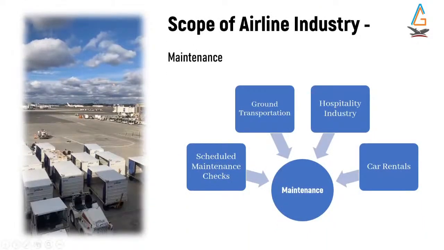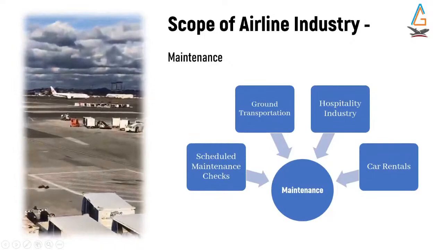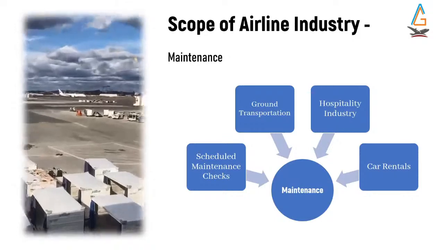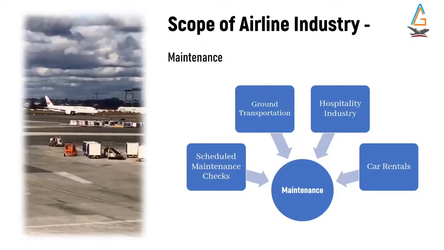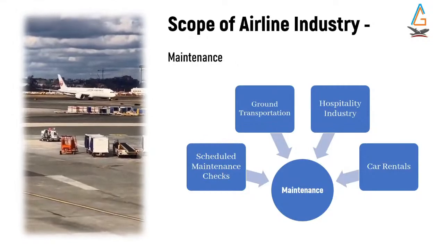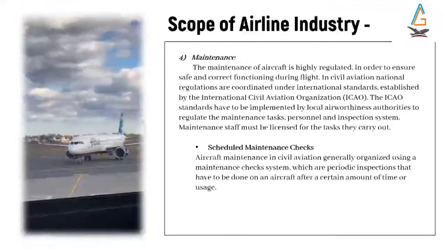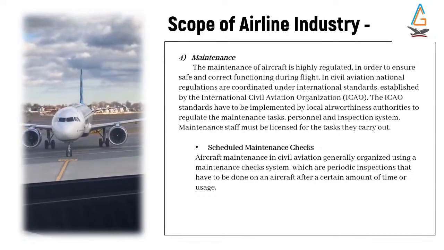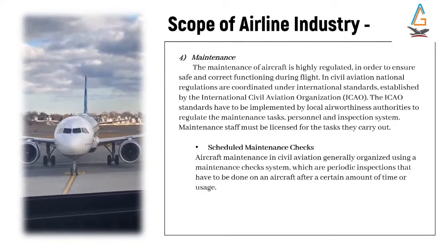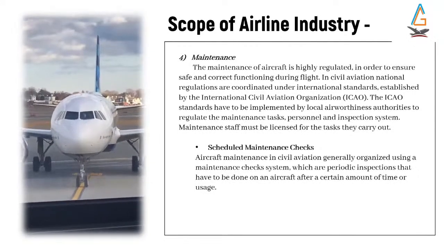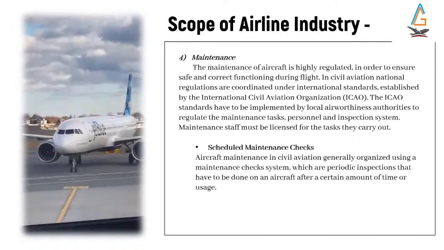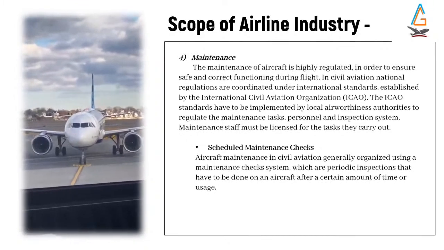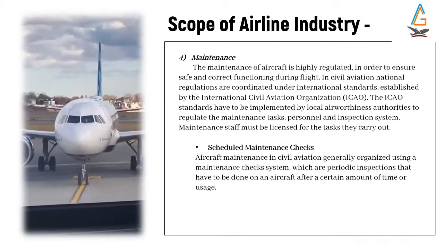Then we have maintenance. We have got four subclassifications. They are scheduled maintenance check, ground transportation, hospitality industry, and car rentals. As trains, cars, and other transports need to go under maintenance, in the same way an aircraft requires to go under maintenance just to ensure safe and correct functioning of the aircraft. ICAO, that is International Civil Aviation Organization, has given certain standards which is to be implemented and followed by every country.